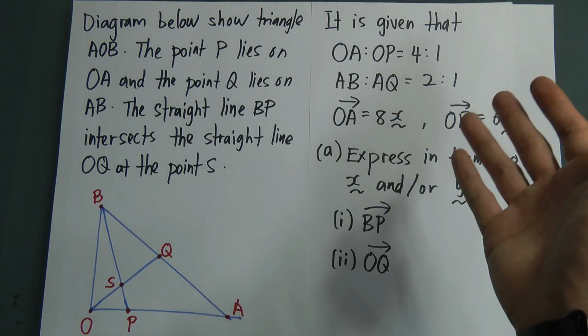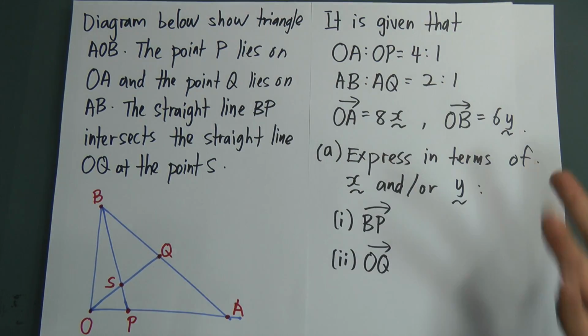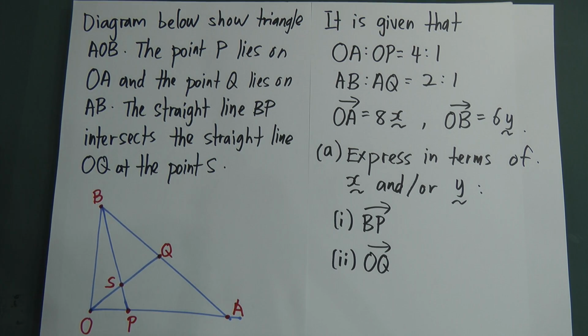And then in the first part, he gives you some very important information over here. First he says OA ratio OP equals 4:1. Okay, so I'm going to write out the ratio over here. OA ratio OP is 4:1. So we know OA is 4 and OP is 1.